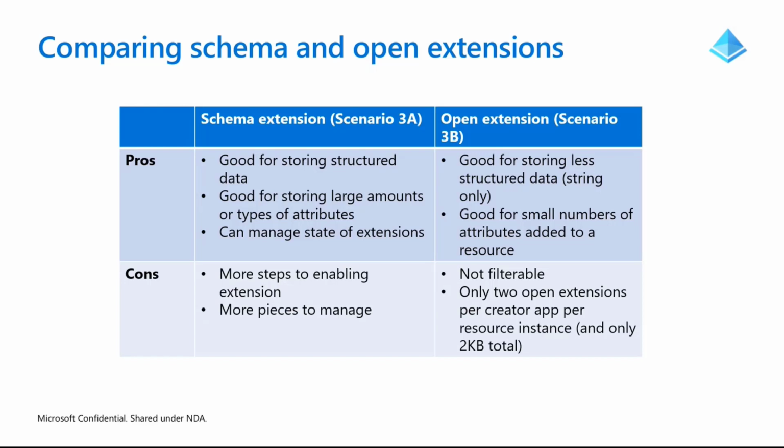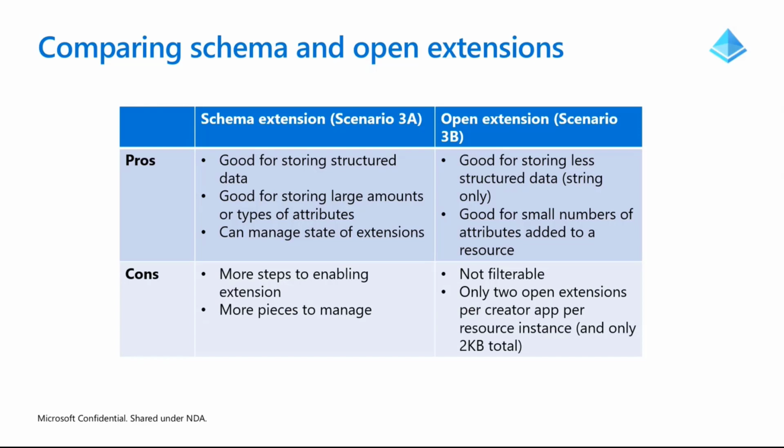As with all trade-offs, with robustness comes slightly more difficulty usually. There are more steps in enabling this. You have to directly create the schema extension resource itself and then associate it to the resource you'd like those extension attributes on, rather than just shoving it directly into the resource itself. So you have more pieces to manage. Essentially, all of the pros for schema extension are the cons for open extension. They're two sides of the same coin.